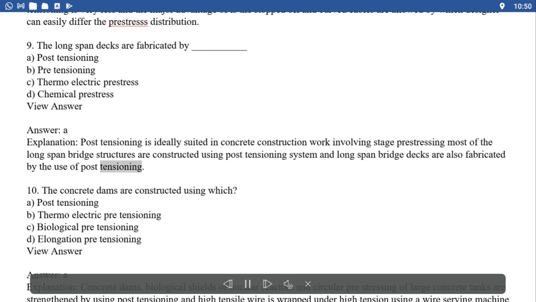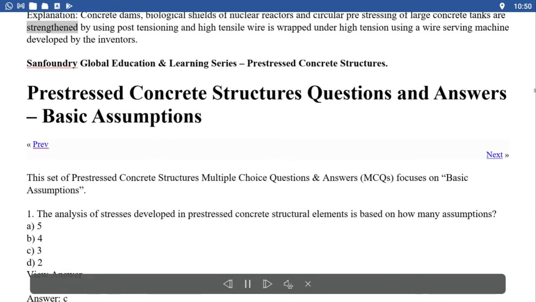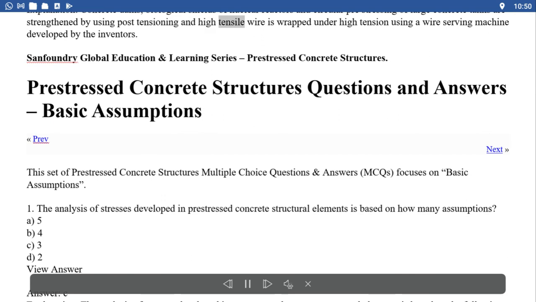10. The concrete dams are constructed using which? A. Post-tensioning. B. Thermoelectric pre-tensioning. C. Biological pre-tensioning. D. Elongation pre-tensioning. Your answer. Answer A. Explanation. Concrete dams, biological shields of nuclear reactors and circular pre-stressing of large concrete tanks are strengthened by using post-tensioning, and high-tensile wire is wrapped under high tension using a wire-winding machine developed by the inventors.